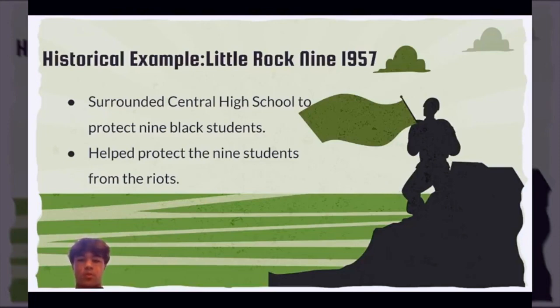My second historical example was Little Rock 9 of 1957. The National Guard surrounded Central High School to protect 9 black students and helped protect the 9 students from the riots outside and helped escort them out.